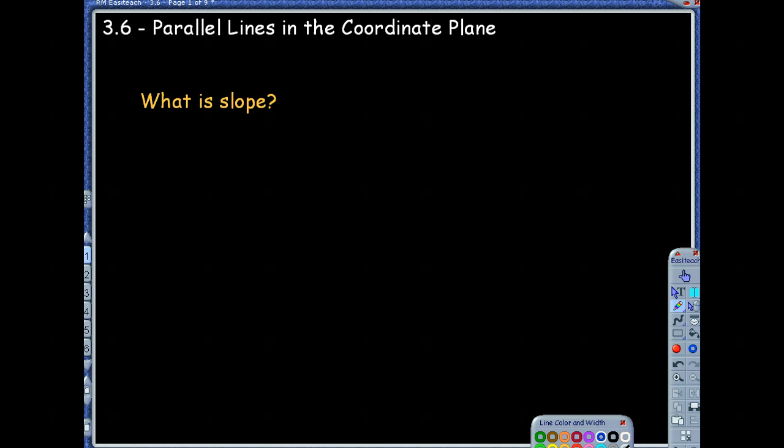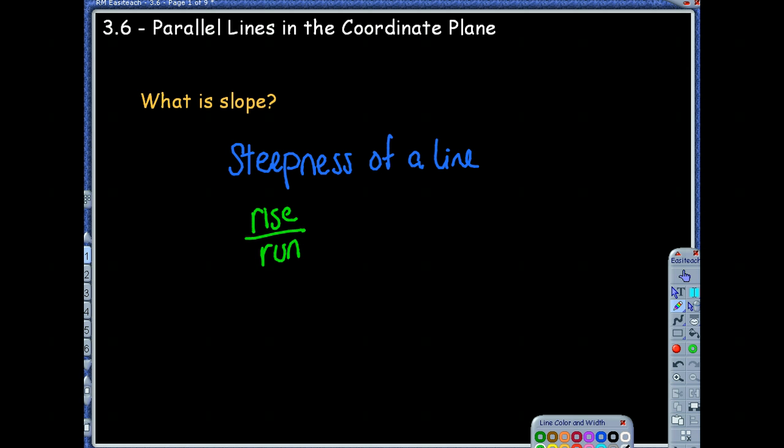What I remember about slope from last year, even the year before, is that slope was talking about how steep a line was. I'm just going to brainstorm. So, steepness. A lot of times it's rise over run. And there was a variable we used for slope. What was that variable? M. So M being the slope is the rise over run.